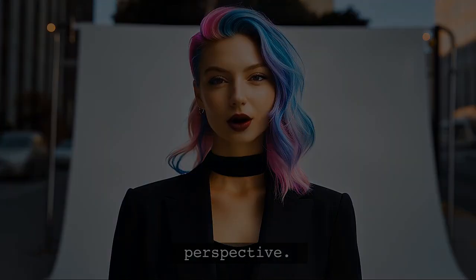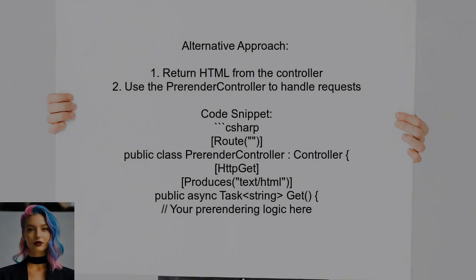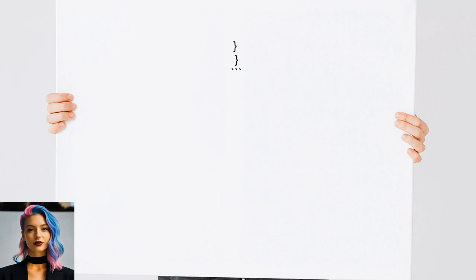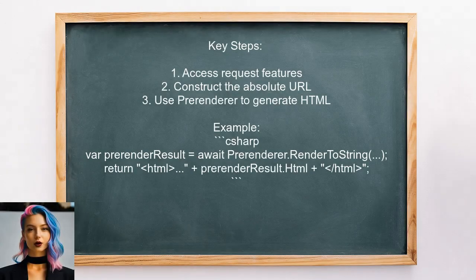Let's see another perspective. An alternative approach suggested by a user is to return the HTML directly from your ASP.NET Core controller. This method allows you to serve pre-rendered pages effectively. In this method, you can access the request features to construct the absolute URL and then use the pre-renderer to generate the HTML content. This allows for seamless integration with your Angular application.